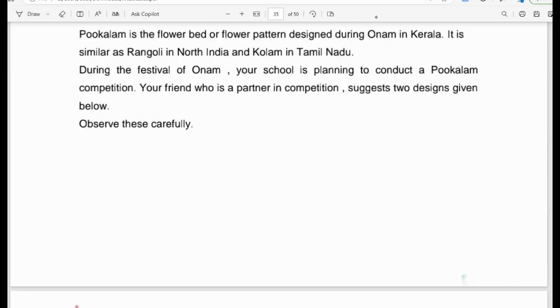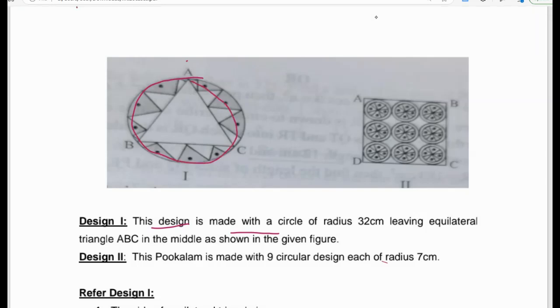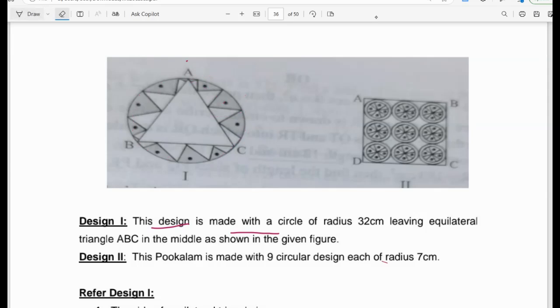Observe this carefully. So they've given two designs. Design 1 is made up of a circle with a radius of 32 centimeter, leaving the equilateral triangle ABC in the middle as shown in the figure. Design 2 is made with 9 circular designs, each of radius 7 centimeter.